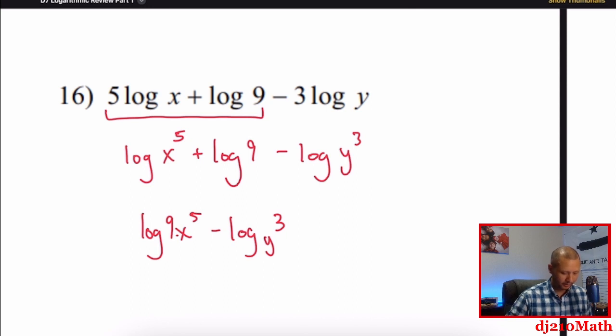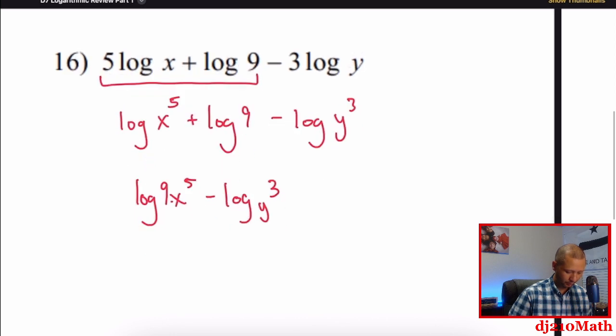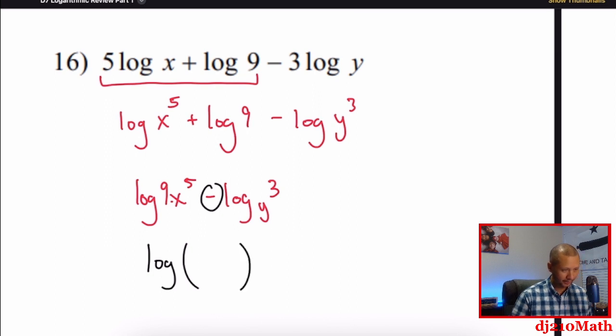All right, so this is going to come together. Again, it's subtraction, so division, right? So this is going to be log, again, base 10 because there's nothing written. In the numerator, 9x to the 5th over y cubed.